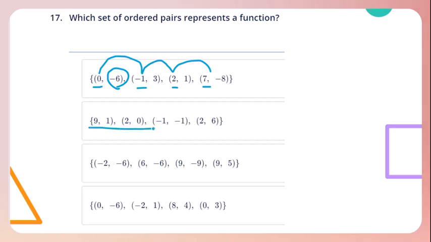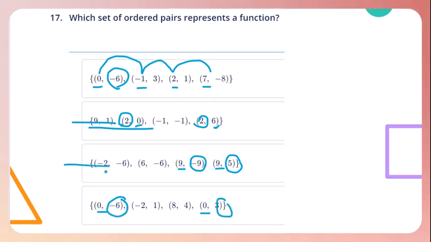In this set, I have 2 mapping to 2 different y's, 0 and 6. So this is out. In the third set, I have 9 mapping to 2 different y values, -9 and 5. And then lastly, I have 0 mapping to 2 different y values, -6 and 3. So these are all out. The only one where there's one unique output for each x value is the first one.